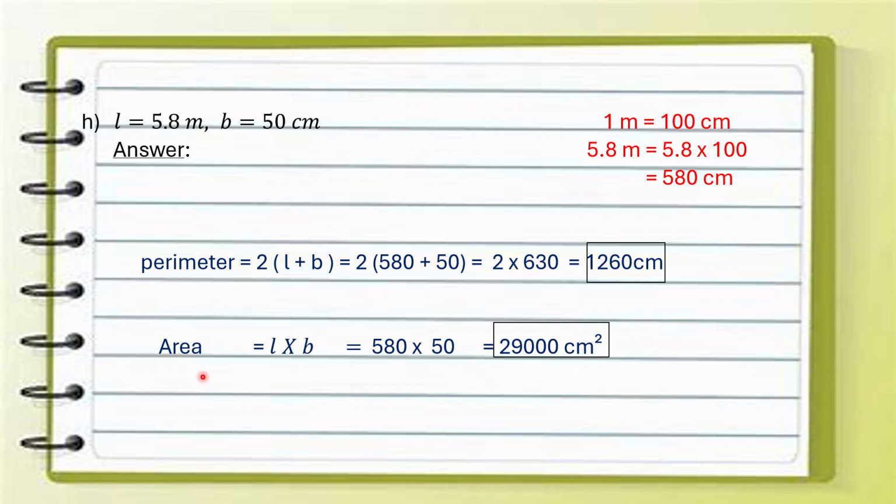Now what we have to calculate? That is the area of a rectangle. So what is it? That is L into B. What is my L? 580. What is our B? That is 50. So 580 into 50 is 29,000 centimeters square.